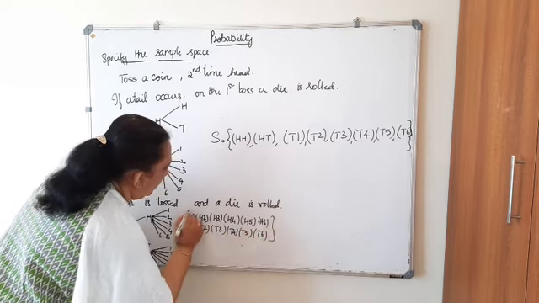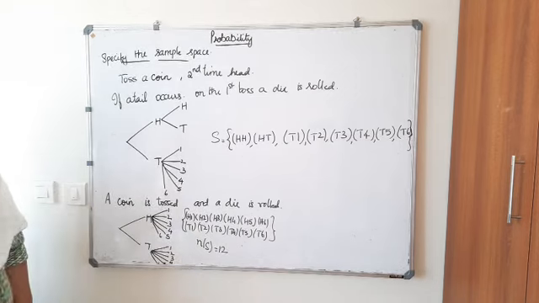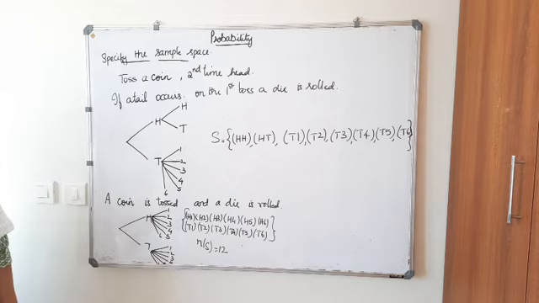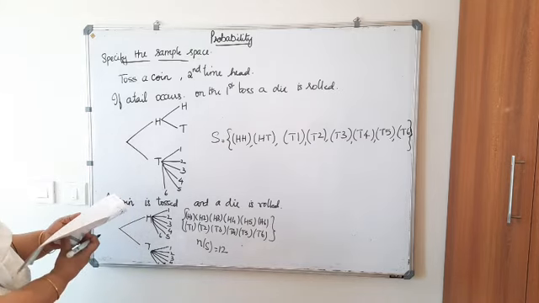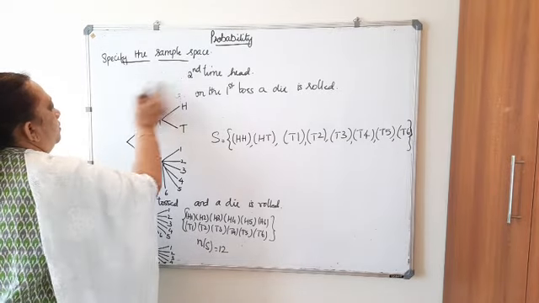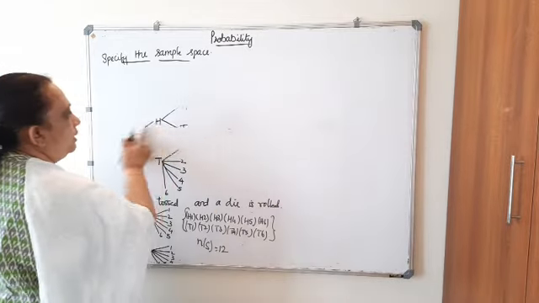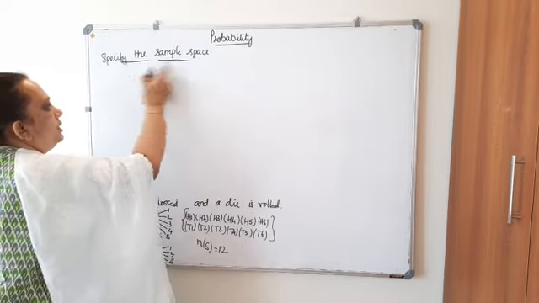So the sample space n(S), the number of elements in the sample space, is equal to 12. So using the tree diagram, you can easily draw the sample space and you can easily identify the number of elements in the sample space. Next one. I'll give you more questions to find the sample space and you will do those questions as assignment questions.